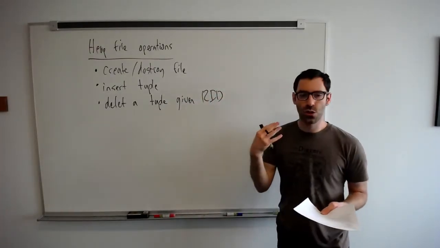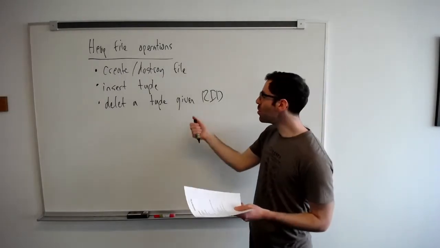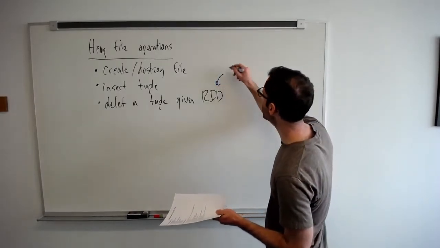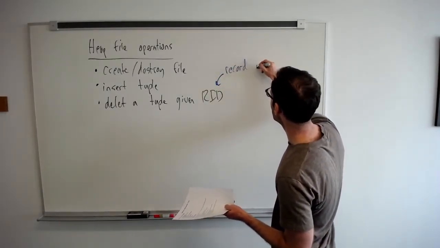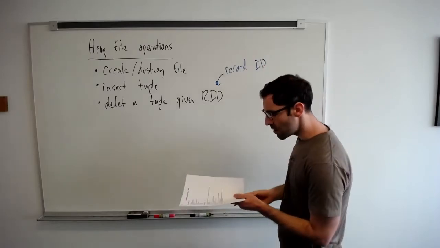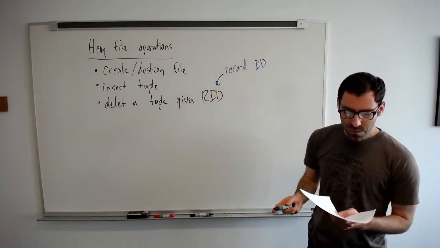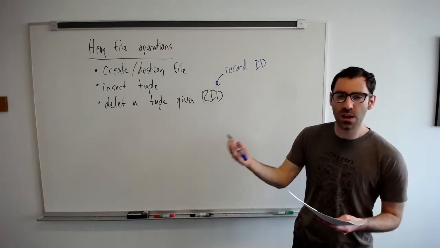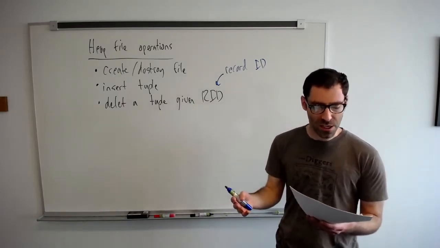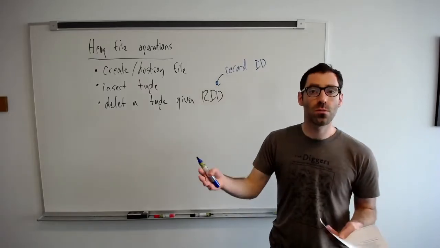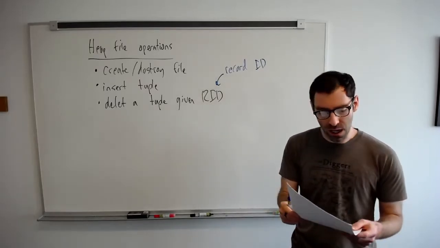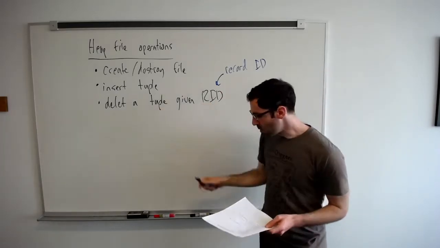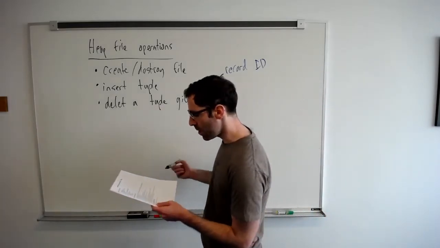And we're going to identify a particular tuple using something called a record ID, or RID. This record ID is going to be a unique identifier for our tuple. Exactly what it is going to vary by system. I'll say a little more about things that it might be a little later. But given a unique identification of a tuple, we want to be able to delete it.